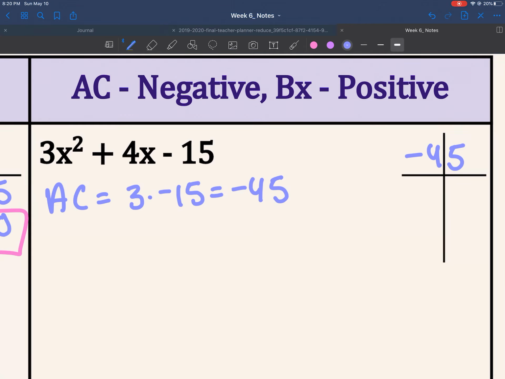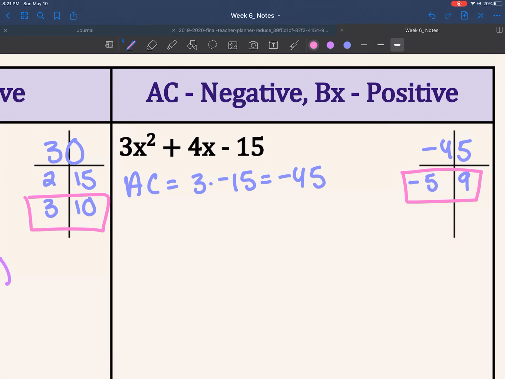So let's try 5. So 45 divided by 5 gives me 9. So if I have 5 and 9, one of these has to be positive, one has to be negative, and add to 4. So negative 5 plus 9 would give me a positive 4. So that's what we're going to go with. Notice I'm thinking this out. You might have to write down multiple combinations before you get one that works. That's totally okay. So we get 3x squared minus 5x plus 9x minus 15.